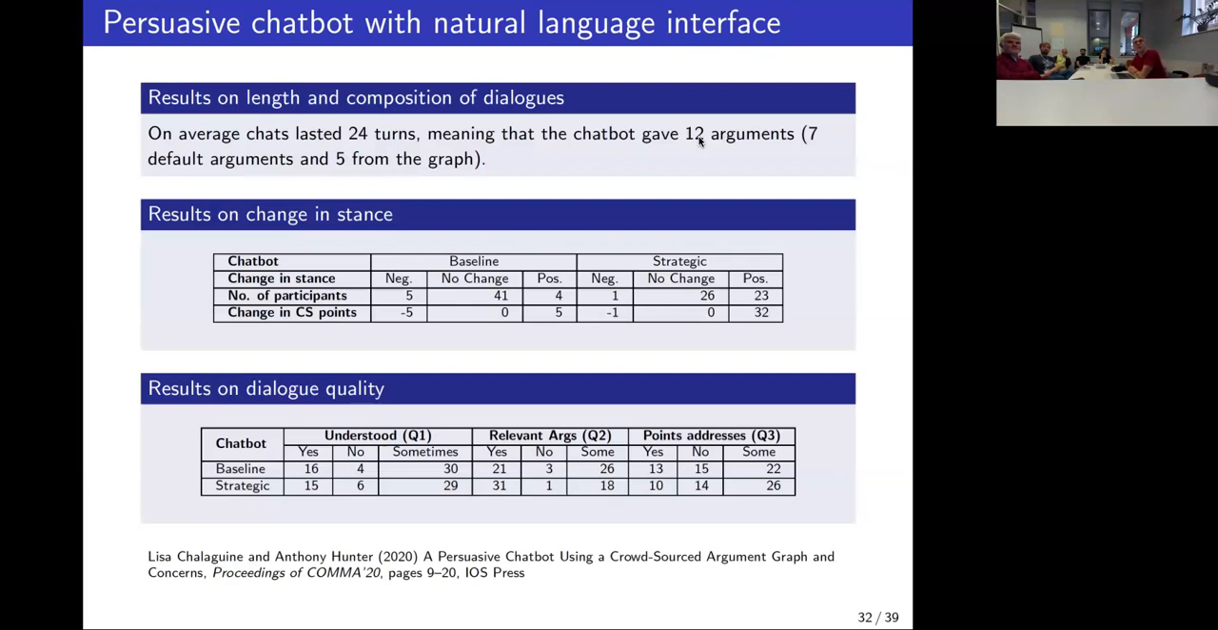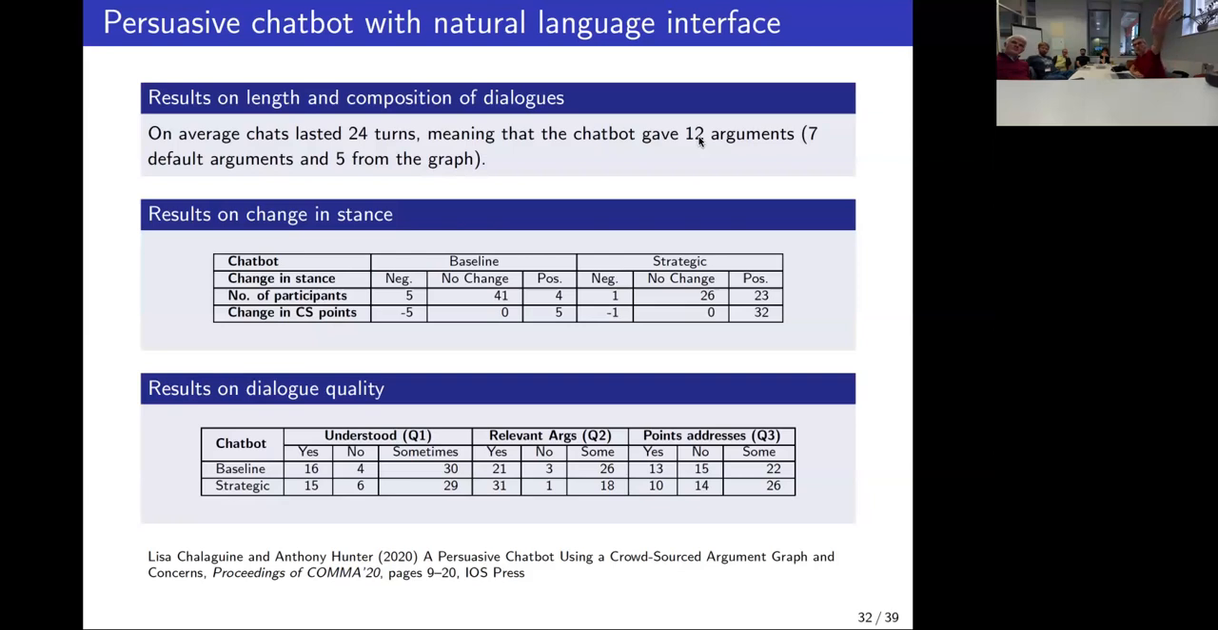If you look at the change in stance, the number of participants, for the baseline system, 41 didn't change their mind. 5 actually went to the negative, so they changed negatively, and 4 went positively. Whereas if you look at the strategic one, only 26 didn't change their mind, and 23 changed their mind positively. So this was, I thought, quite impressive.